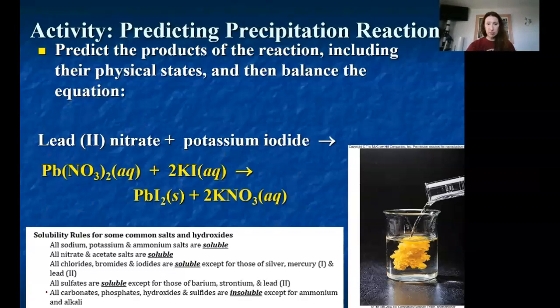Okay, so these are double displacement reactions. Again, if you have a precipitation reaction, there has to be a solid. That is the key, right? That's number one. There has to be a solid, or your answer is no reaction and you don't have to do the rest of the work. Okay.